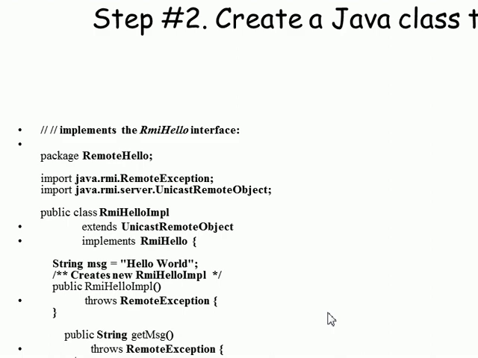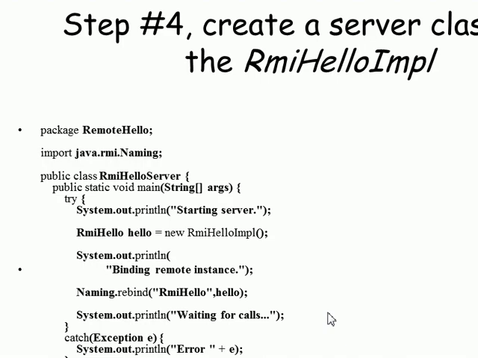Let's see now. The implementation has to subclass the UnicastRemoteObject and implement the RemoteHello interface, which remember subclasses the Remote interface. So that was not there either. So a couple of things are missing there. Let's see what else we got.